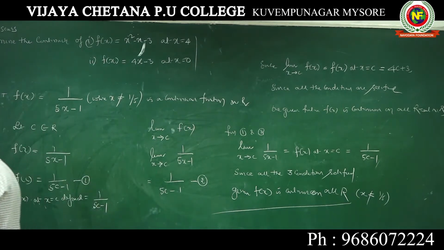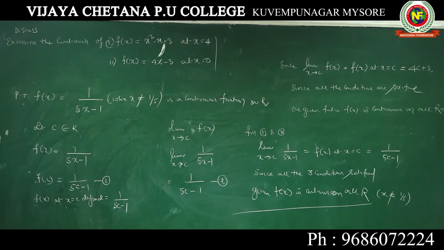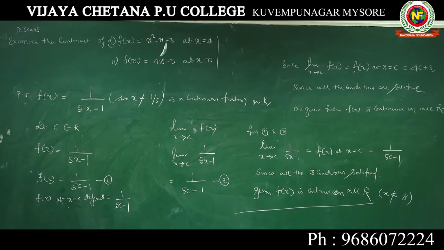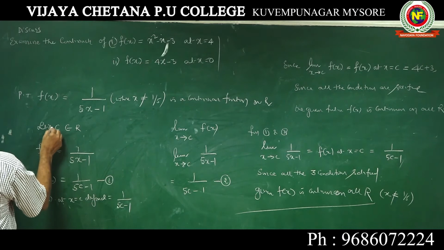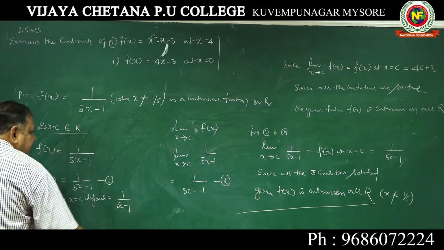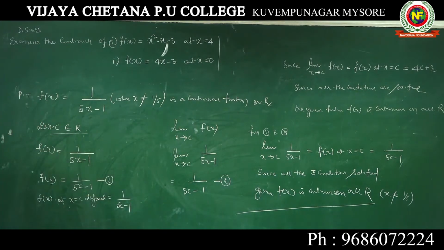Again, please understand how we have done this. How to do such a thing: when the point of continuity is given, how to calculate the continuous function. Let x equal to C belonging to R, then calculate and check. Some 2-3 problems I will tell you.